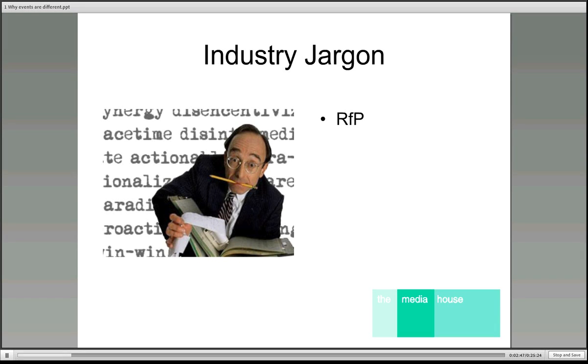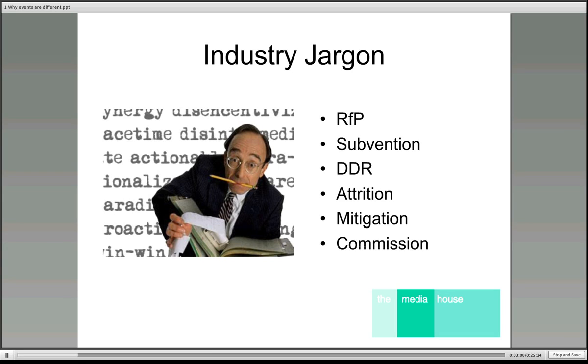Would you be familiar with someone telling you about an RFP? Are you sure you know what's meant by subvention? What about this DDR? How about attrition? And then mitigation. Oh, and one I'm sure you're all very familiar with, the issue of commission.